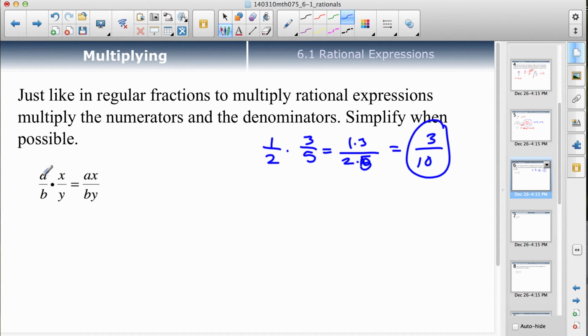Same thing here. a over b times x over y. I can multiply the a and the x, and multiply the b and the y. Also notice, because this is multiplication, I could maybe rearrange that.